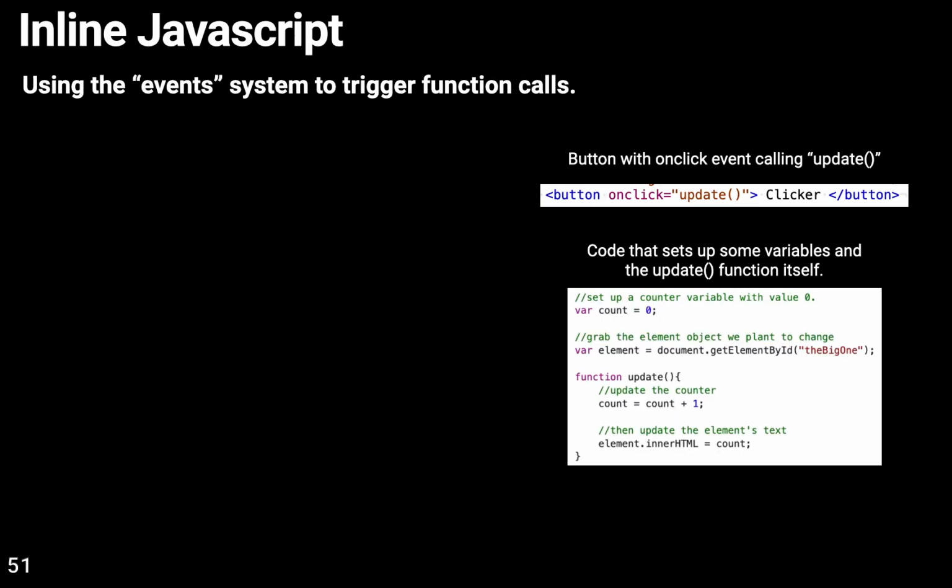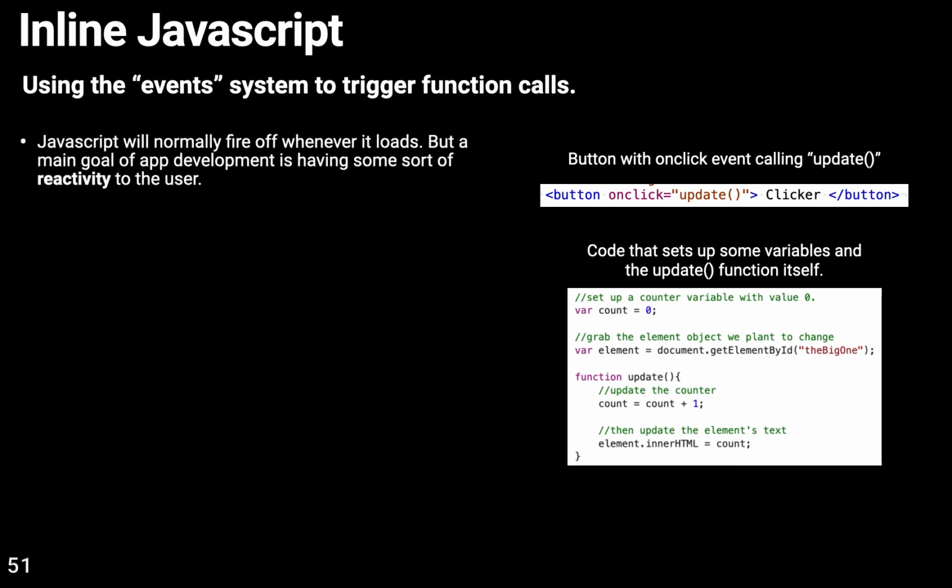Okay, so inline JavaScript is the last bit, and this is important, right? It's not just an option for doing styles and stuff on the fly. It's actually a pretty important piece of how you make interactivity. So we can use inline JavaScript to have JavaScript called in response to events at the system level.